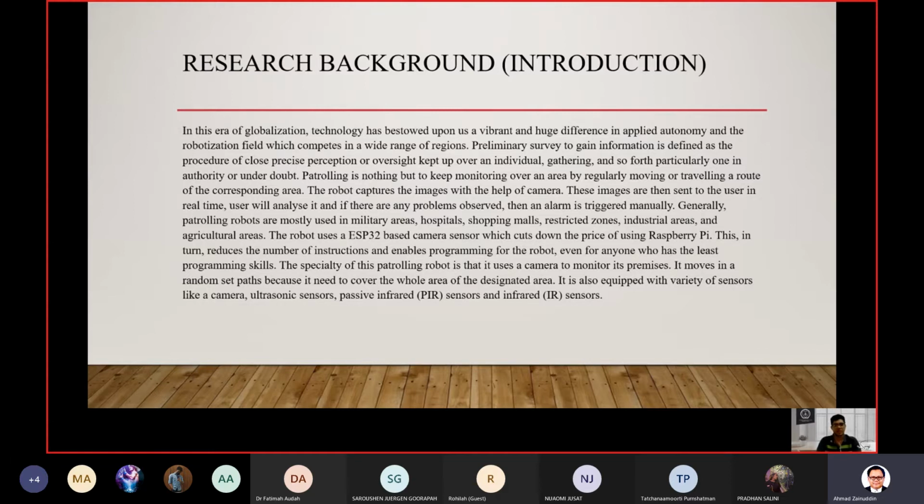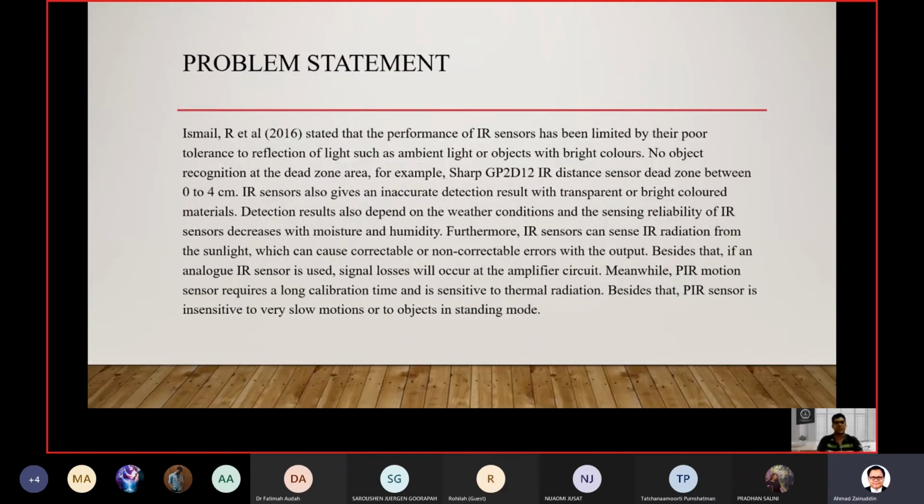It moves in a random set path because it needs to cover the whole of the designated area. It is also equipped with a variety of sensors like a camera, ultrasonic sensors, passive infrared PIR sensors, and infrared IR sensors. So the problem statement is that Ismail R.